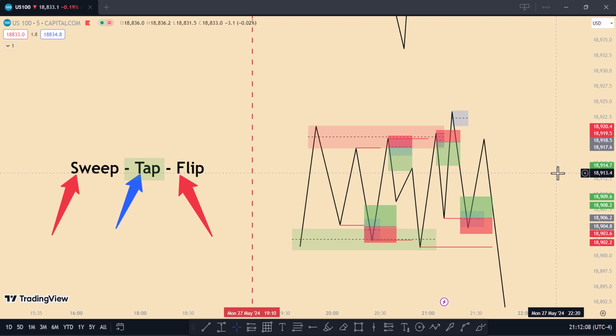And now we need a chart example. I'm going to give you one chart example, only one, and explain it in detail. After that, it's your job to find more examples and apply the same thing that we talked about here. So let's move on to the chart example.